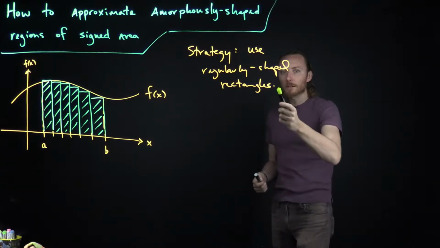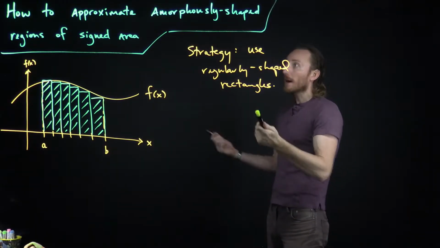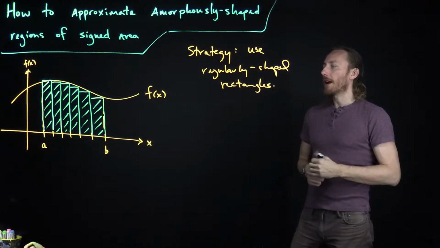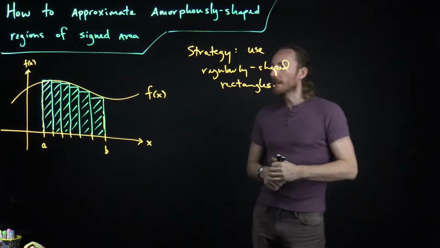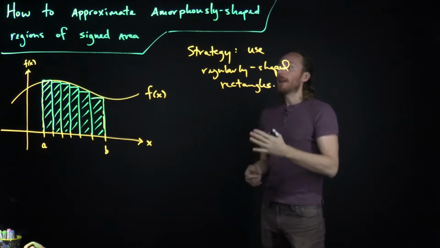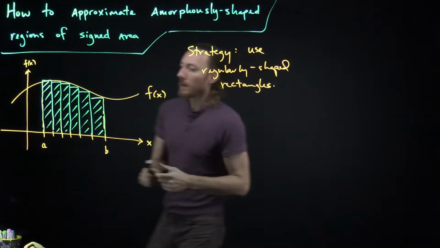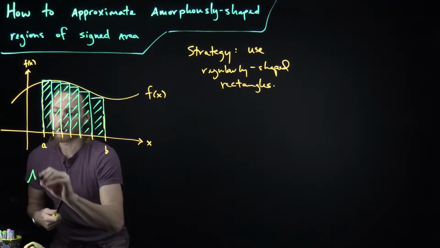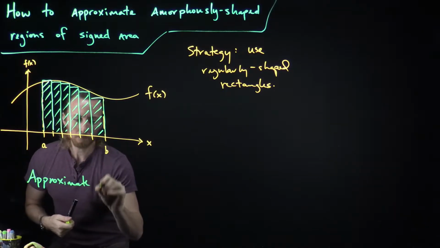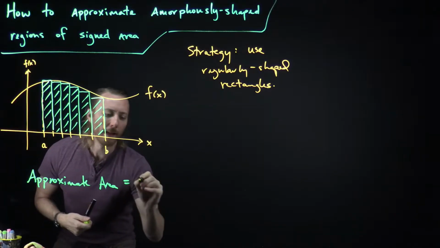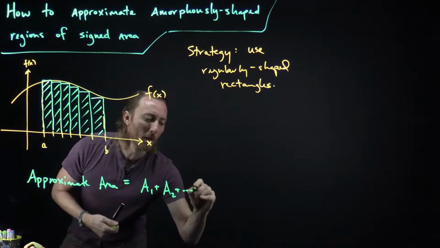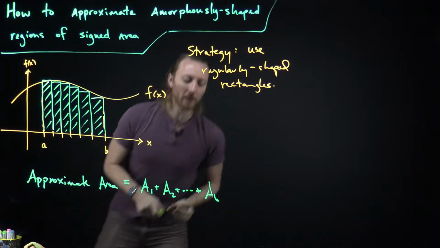So using regularly shaped rectangles, we can approximate. We're not looking for an exact value for the area under an amorphously shaped region just yet. We're looking for an approximate value. And if we added up the area of these 6 rectangles, we would get our approximate area. So approximate area is the area of rectangle 1 plus the area of rectangle 2 out to the area of rectangle 6.